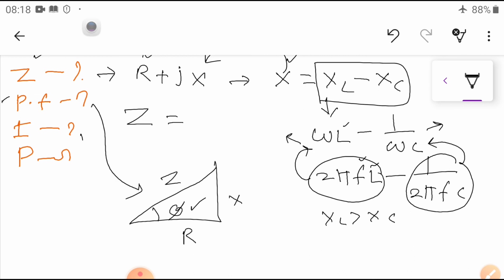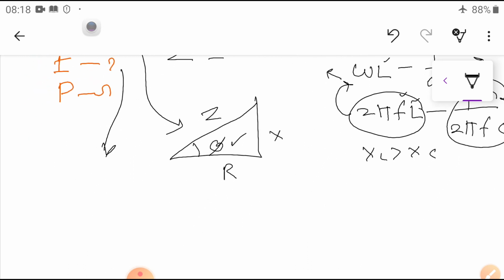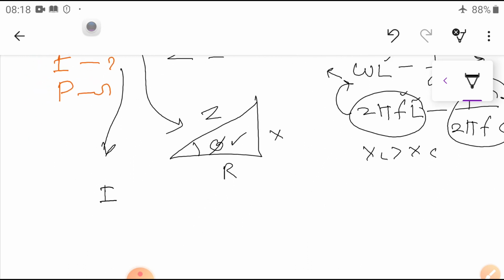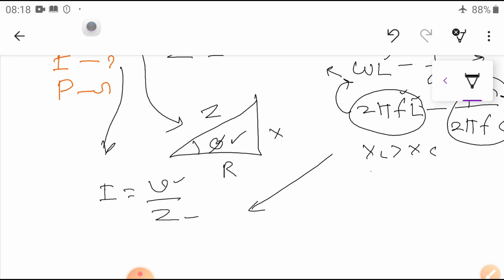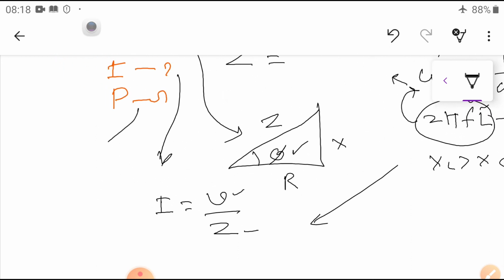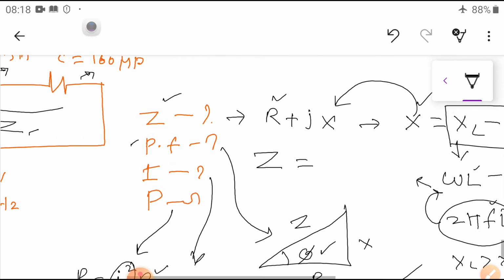And I want the current. So if you know the current, I is equal to V by Z. So V is given, Z you calculated from the impedance triangle. Then we are going to get the current. Then if you know the current, P is equal to I square R. I is calculated, R is given, then we are going to get the power. So these are the basic ideas, dear students.